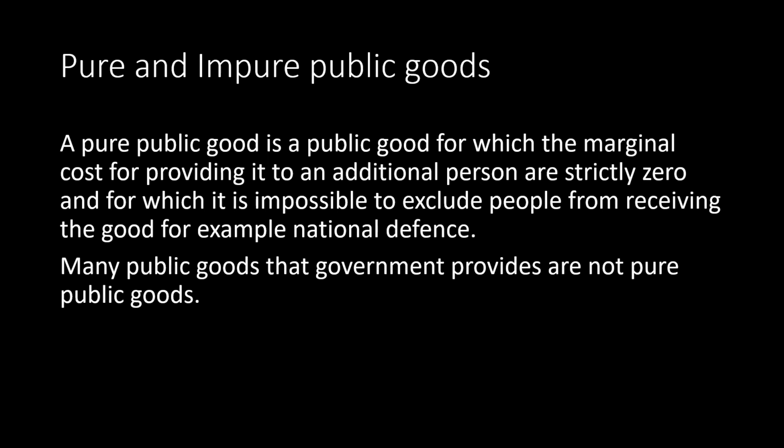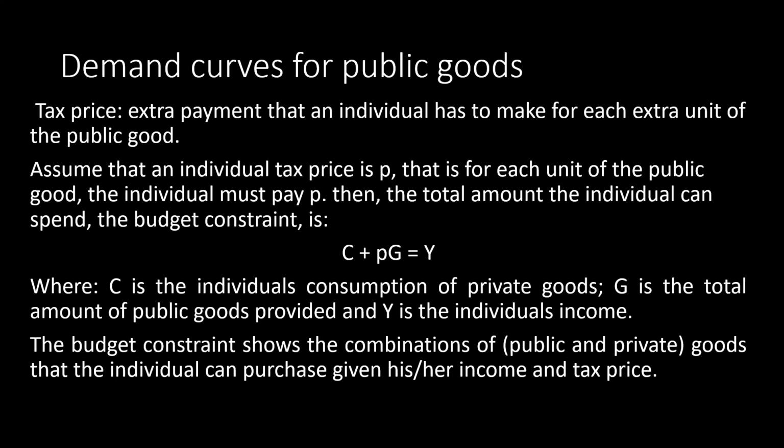Like, if you are using a road, for another person to use it, it's not like they have to add an extra road for them. We can all use it. Also with national defense, if a war broke out, they will still protect everyone the same. Many public goods that government provides are not pure public goods because they may not meet one of the properties of non-rivalry or non-exclusion. So we're going to look at demand curves for public goods.